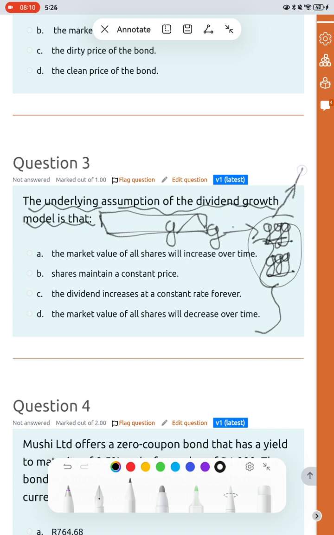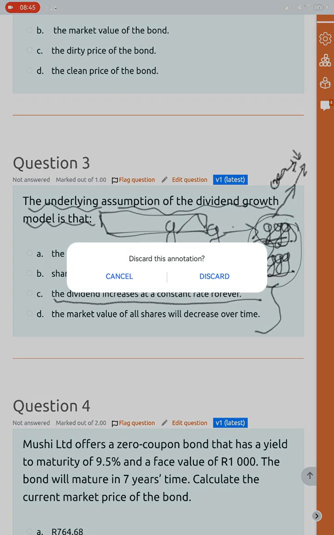So companies that are big, companies that earn a lot of money. This means it has that assumption that the growth will happen forever, because the company does so well in the first place. They don't foresee themselves going so bad that they wouldn't be able to pay a dividend or grow that dividend. So looking at the answers, the one that makes the most sense is that the dividend increases at a constant rate forever. And that would be your answer here.